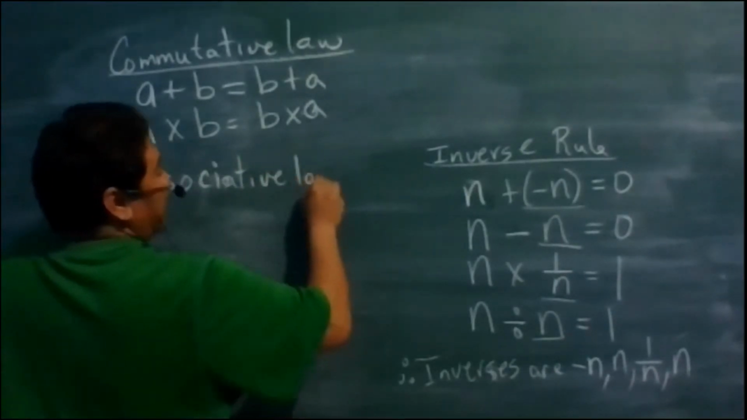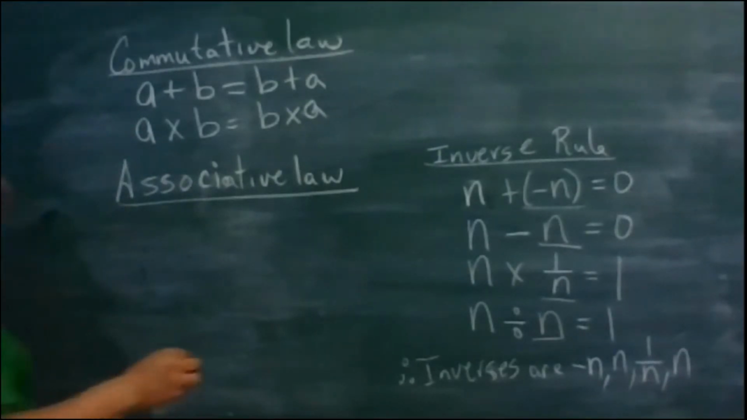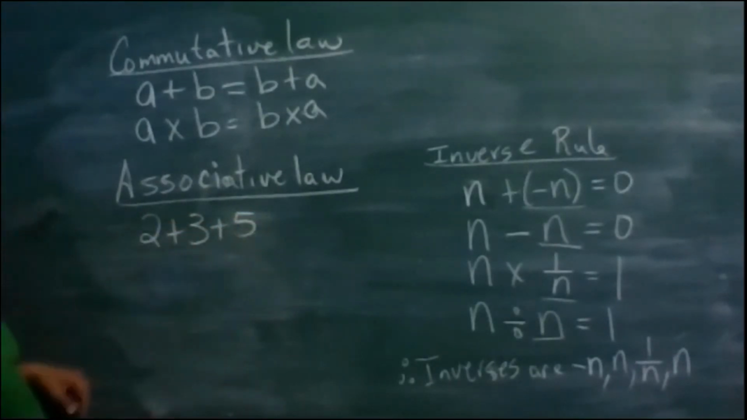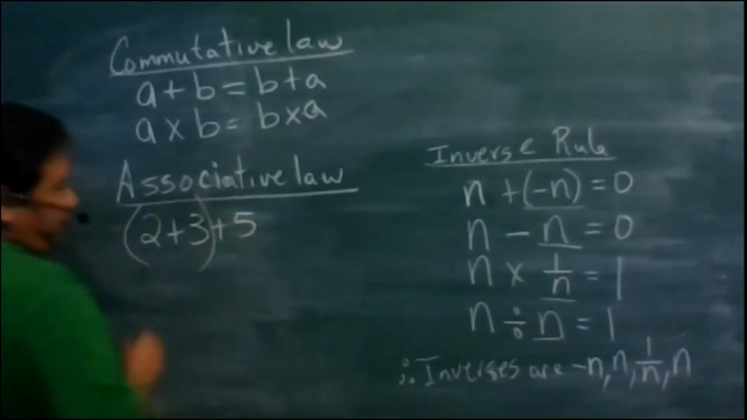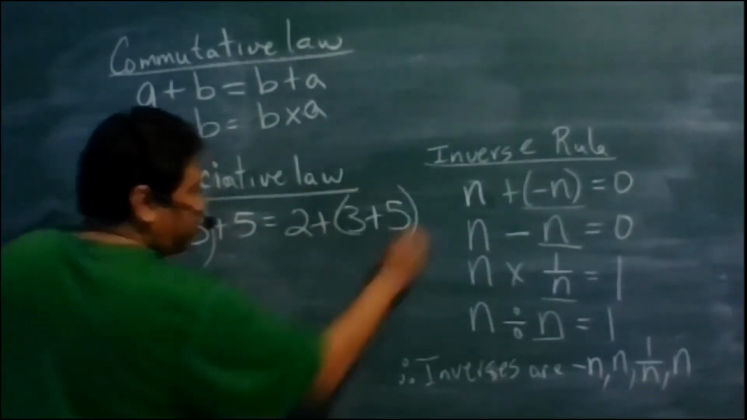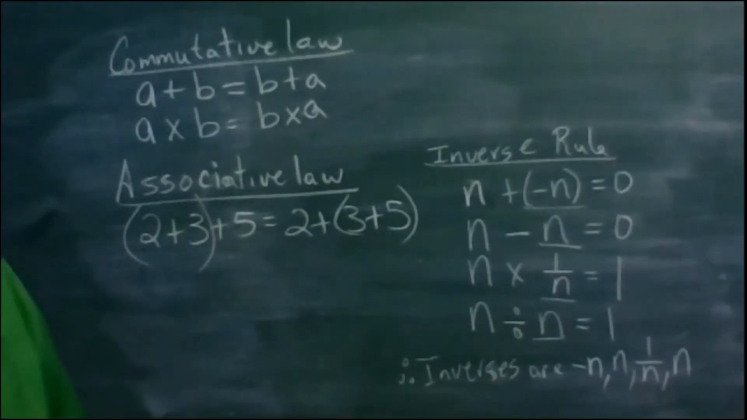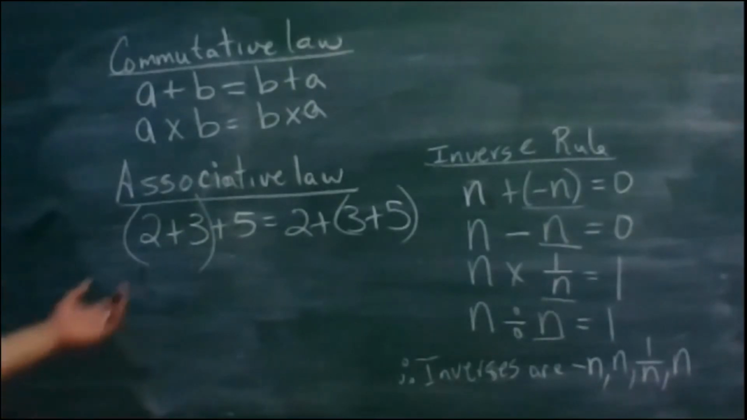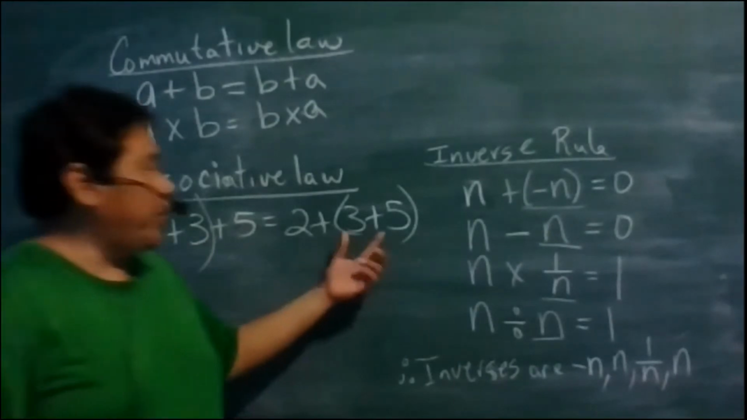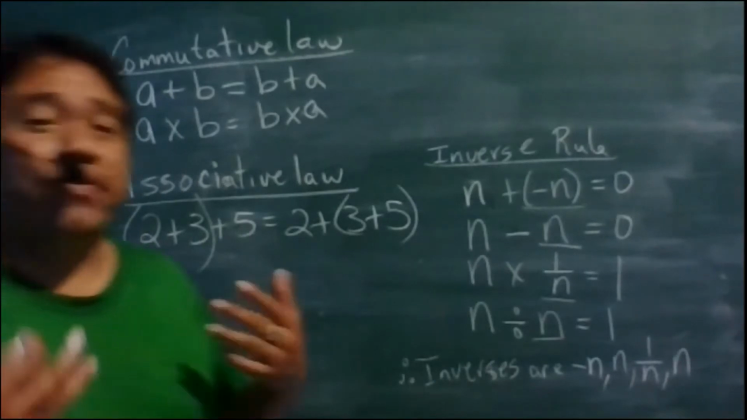law. And the associative law talks about grouping. So if I say 2 plus 3 plus 5, if I group these two, or if I group these two, is the answer the same? 2 plus 3 is 5, plus 5 is 10, and if I say 3 plus 5 is 8, plus 2 is still 10. So that is what the associative law states.